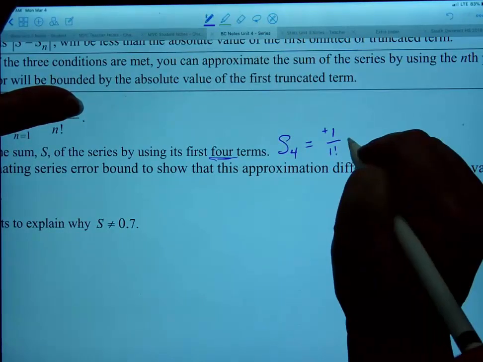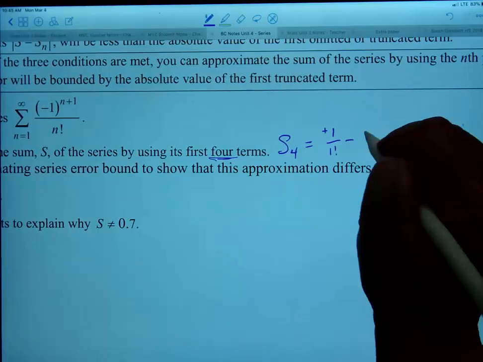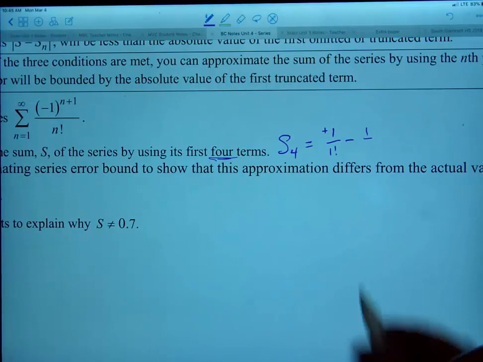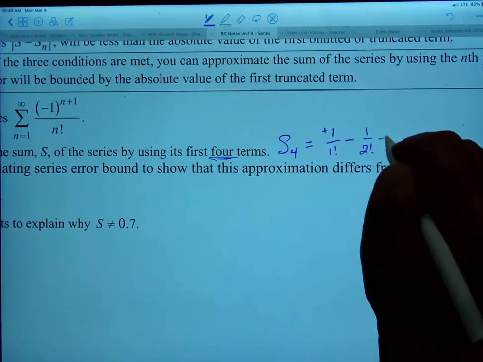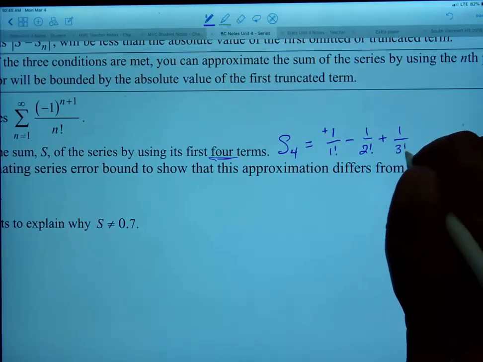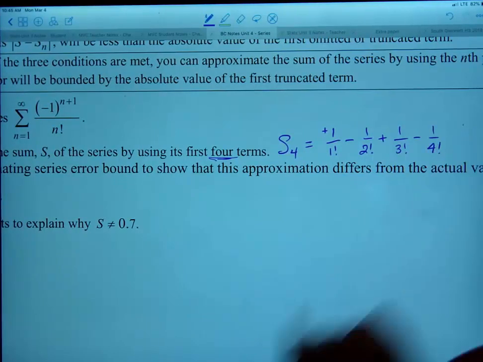Okay? Now the next sign is minus because it's an alternating series. The top is still 1. What's the bottom? 2 factorial. Plus 1 over 3 factorial, plus or minus next, minus 1 over 4 factorial. I stop there because it says to go out 4 terms. I have 4 terms.